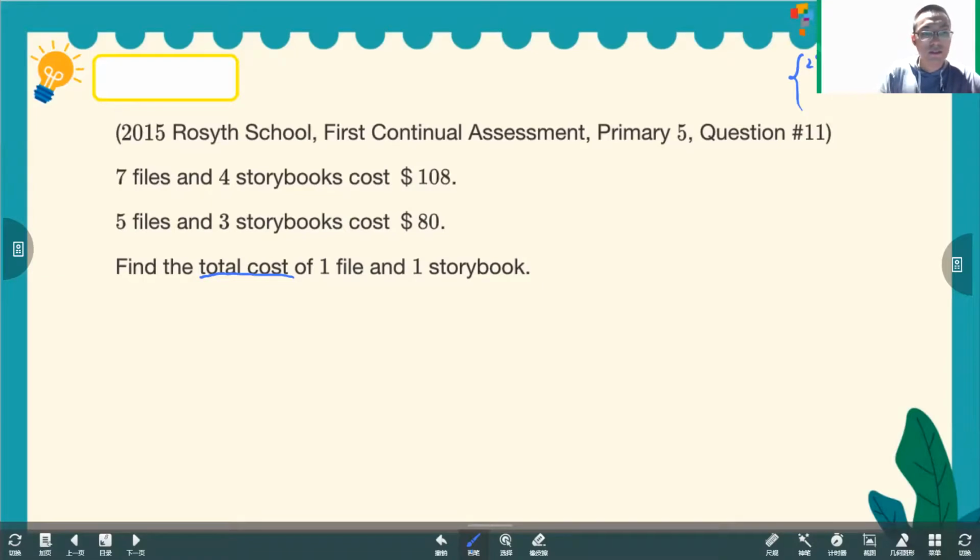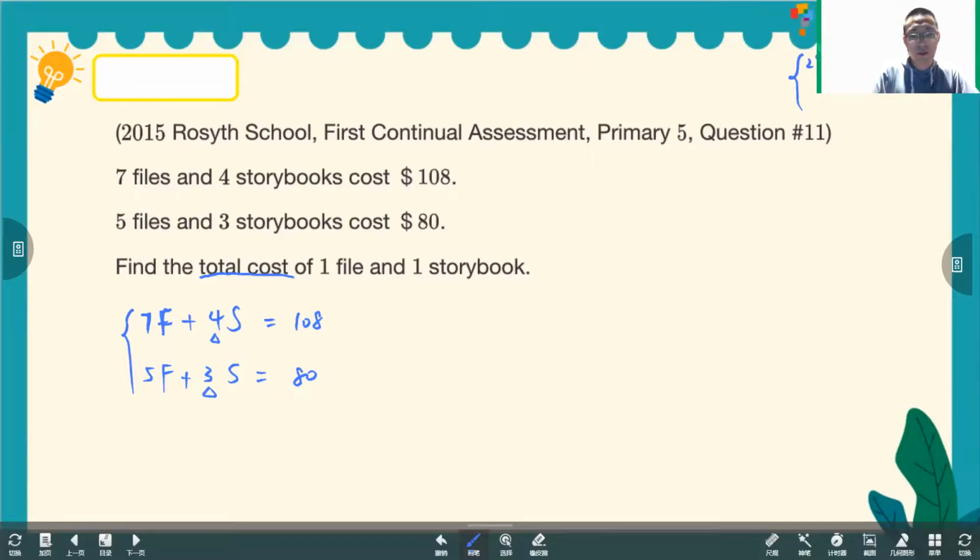So let's quickly go through it. So 7, I'll use capital letter F to represent files, plus 4 storybooks costs $108, and then 5 files plus 3 storybooks is $80. So we find the least common multiple. In this case, if you look at it through observation, the least common multiple of 3 and 4 is definitely easier to find than that of 5 and 7. Although they are also co-prime, so what we do is just 5 times 7 and 3 times 4.